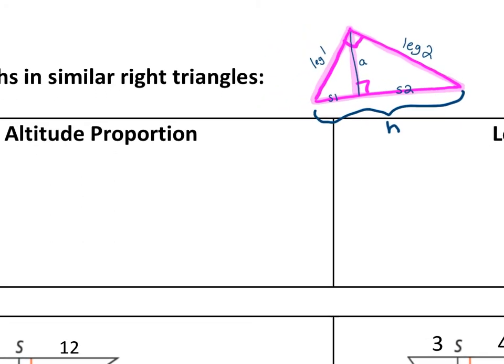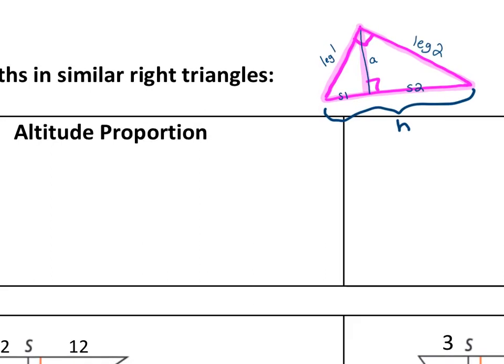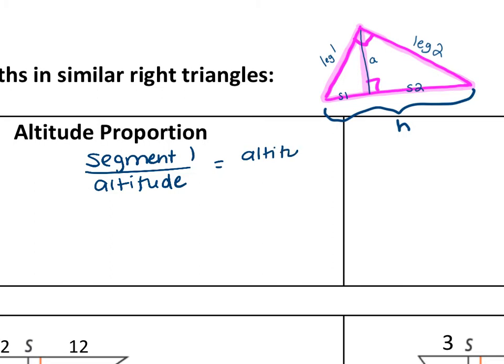All right, so the altitude proportion was what? Do you remember? I know the bottom one is leg on the first one. That's on the leg one though, but what about the one that has the altitude? Segment 1 over altitude equals altitude over segment 2.